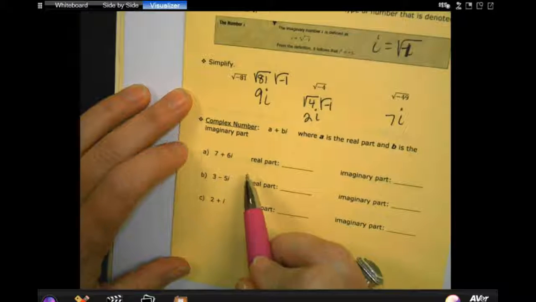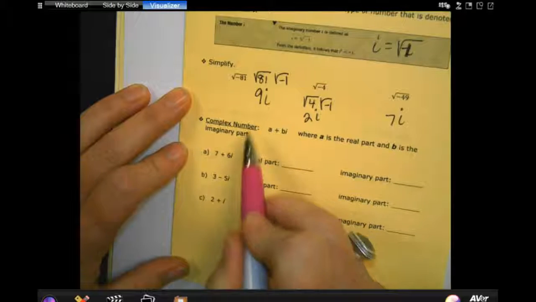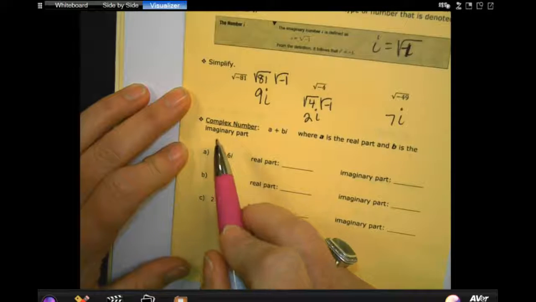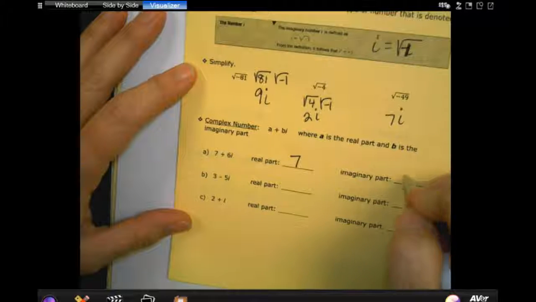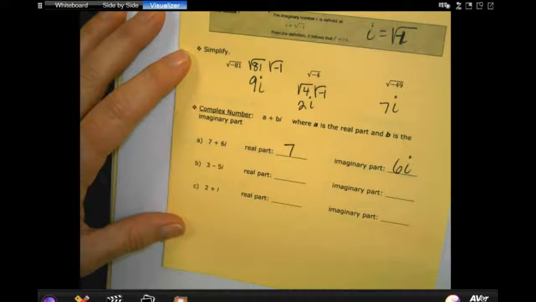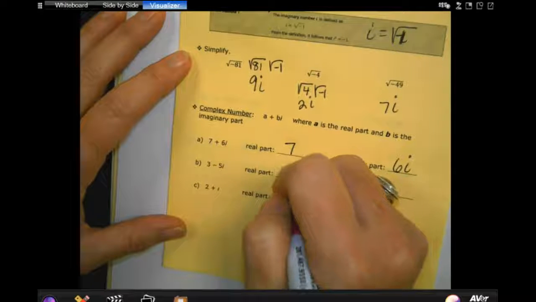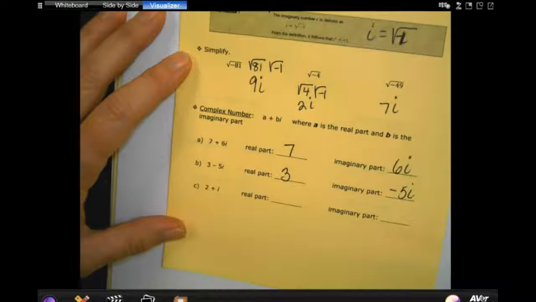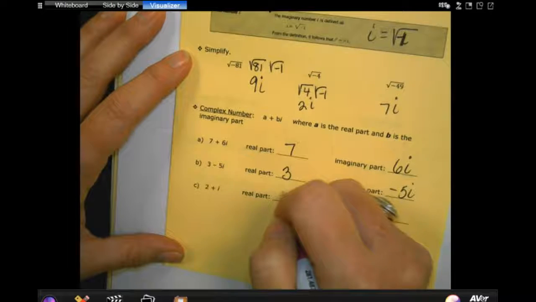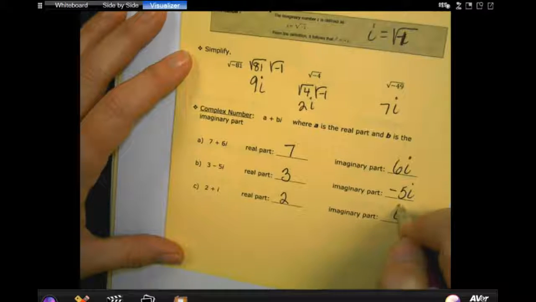So when we talk about this, we're talking about a complex number. And a complex number means there's a real part and an imaginary part. So the real part here is 7, and the imaginary part is 6i. And the real part is 3, and the imaginary part is 5i. The real part is 2, and the imaginary part is i.